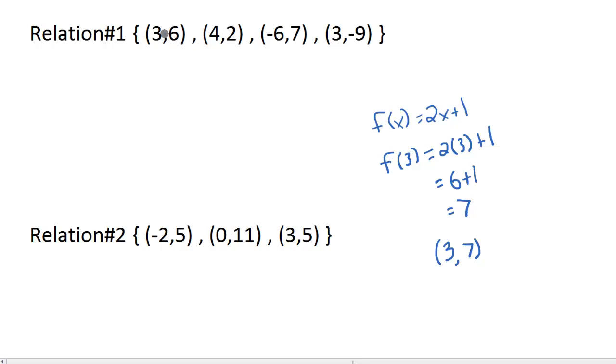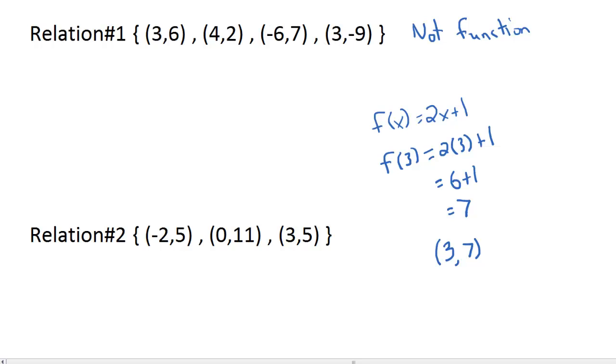So with that in mind, if we plug in a 3 here, we're going to get a 6. If we plug in a 4, if this was a function, we'd get a 2. If we plugged in a negative 6, we'd get a 7. If we plug in a 3, we're going to get a negative 9. Whoa, wait. That's different from this one now. We said if we plug in a 3, we're going to get a 6, but over here, plugging in a 3, we'd get a negative 9. See, that can't happen. So this is not going to be a function. Basically, if an x value repeats itself, normally it's not going to be a function.